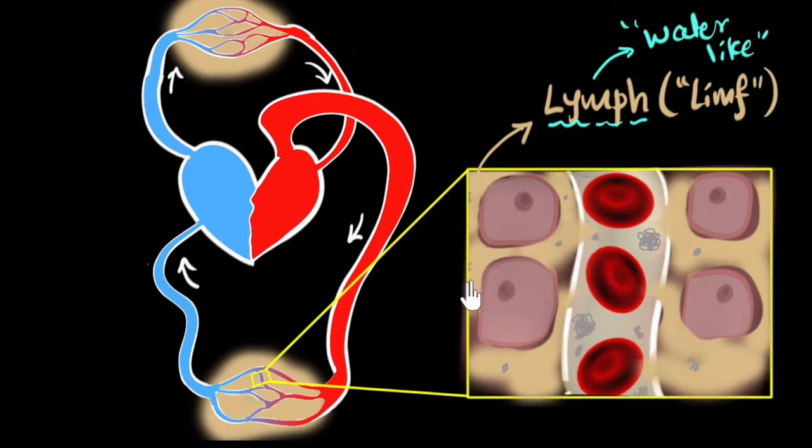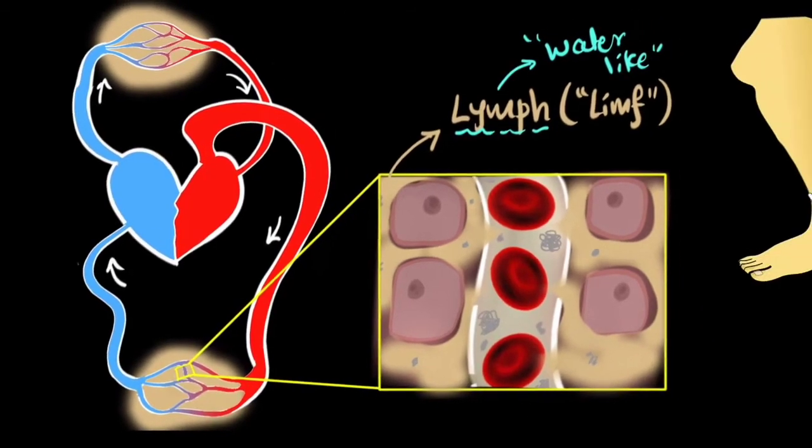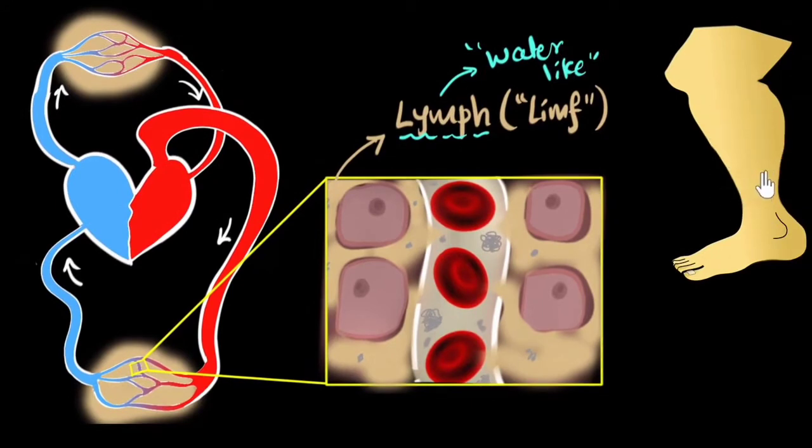Secondly, as this lymph starts getting accumulated within our tissues, it starts pushing on the cells and the tissues will start getting puffed up. And that causes swellings. That means our organs will start swelling up. And that's one of the reasons why in elephantiasis our limbs swell up. This is because of the accumulation of the lymph over there.